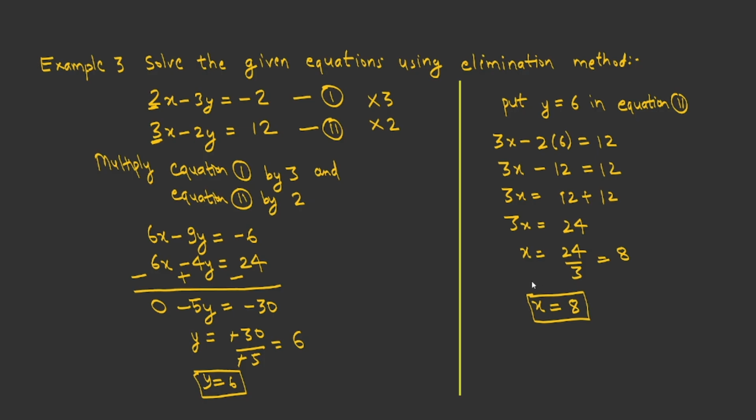So whenever you want to make the coefficients equal, either you can take the LCM of those coefficients, or just by looking at the equation, like in this question we had multiplied 3 that we have got from equation 2, and we have multiplied 2 that we have got from equation 1. In this way you can solve it very easily.